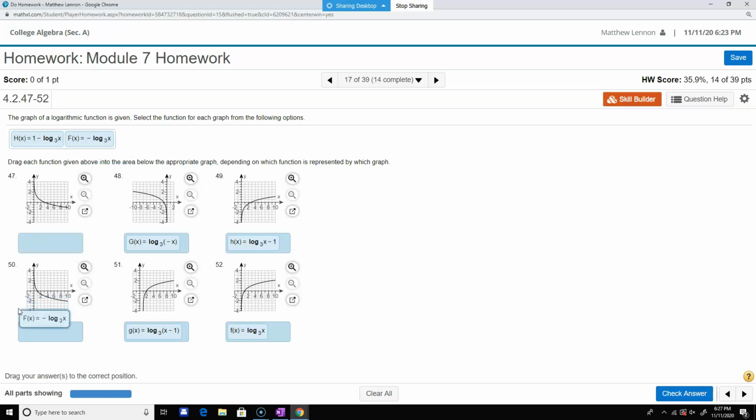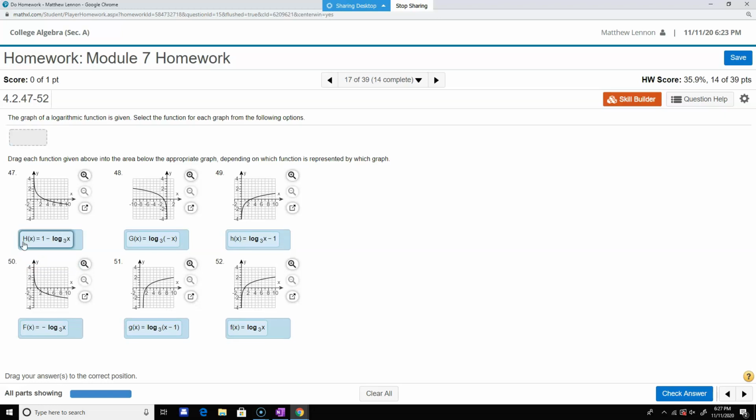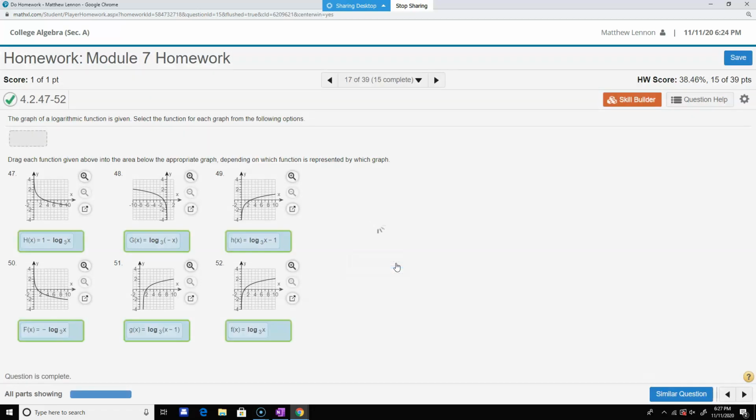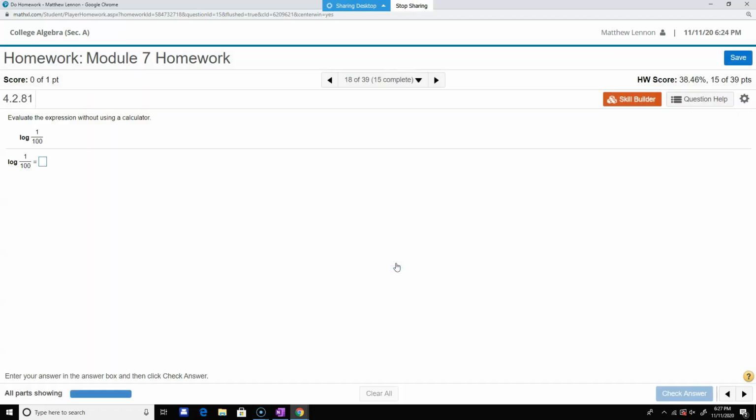So I know capital F of x needs to be graph 50, and 47 is the remaining one by process of elimination. Again, you could go type all these into graphing calculators and do it that way, but you can also use your understanding of transformations to just deduce which should be which. So that relies really on other things. Okay, again, probably just a couple more of these and then we'll be done.